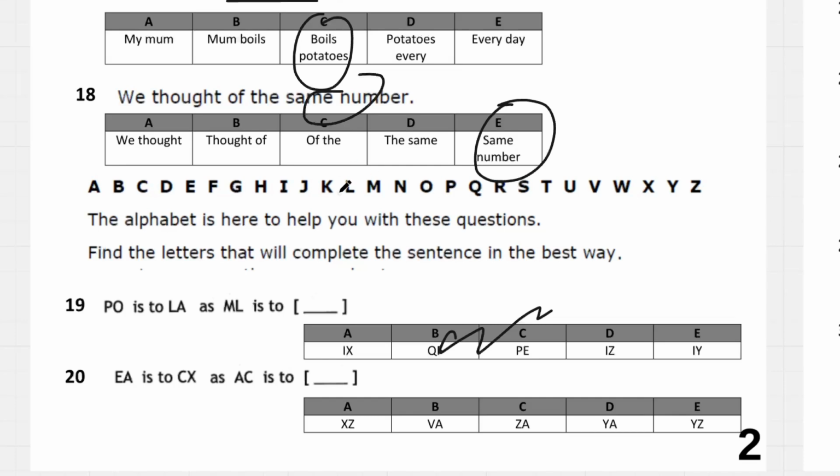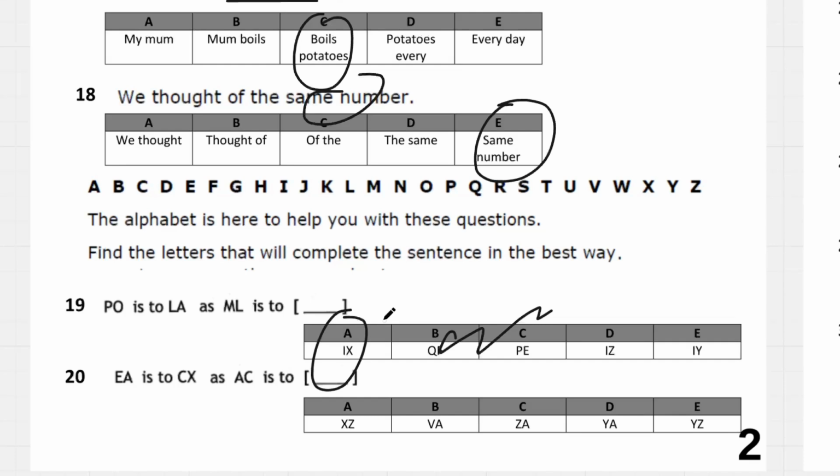P, L. And then L, O to A, let's go back, 2, 4, 6, 8, 10, 12, 14. L minus 14, 2, 4, 6, 8, 10, 12, 14. We get I, X.